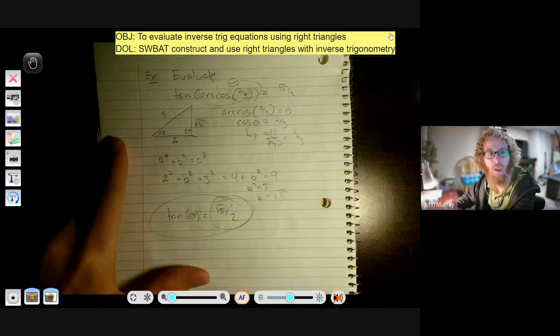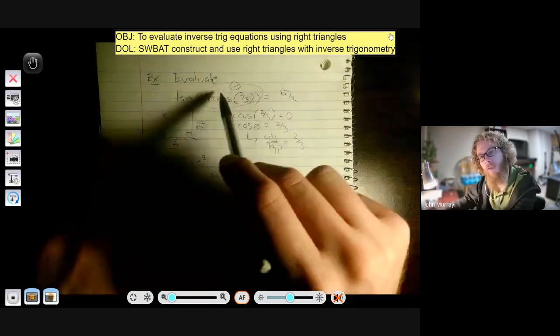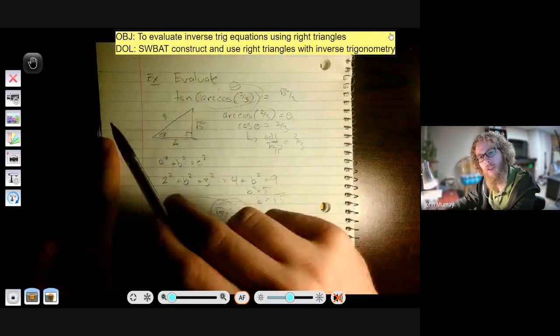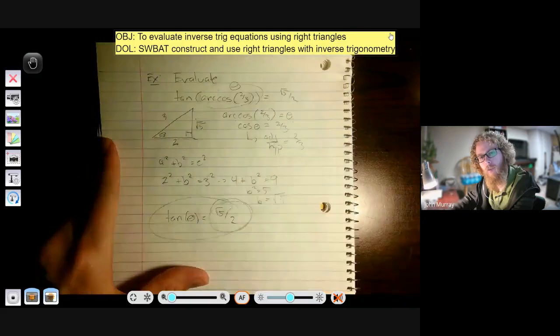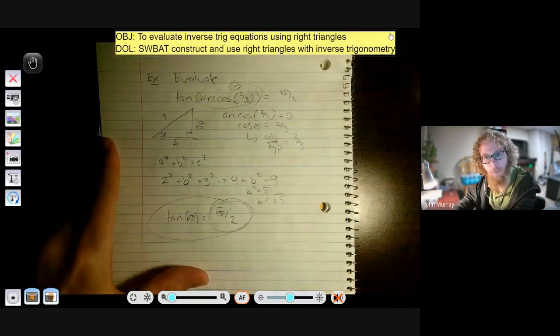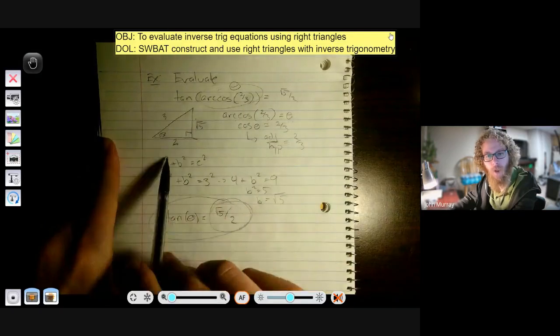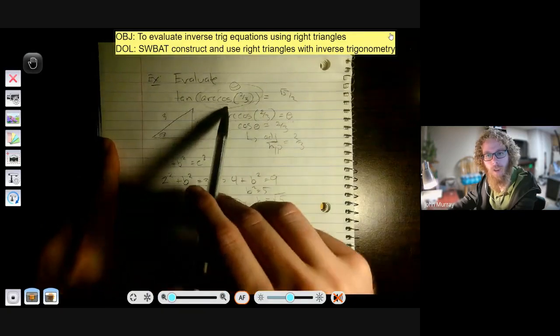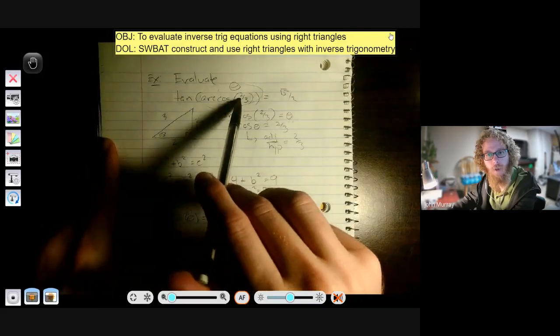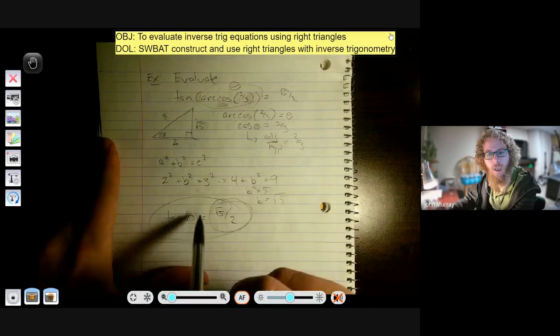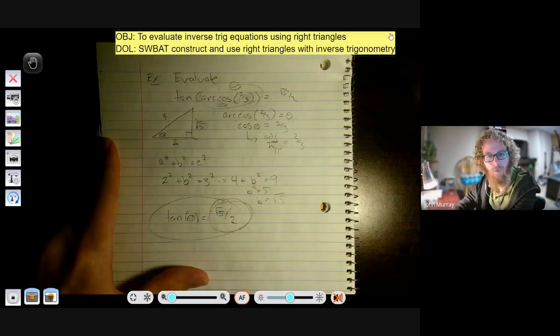Now, the last thing I'm going to leave you with is we can only do this if we have the inverse on the inside. If I have the inverse on the outside and I took the tangent of something, it's a little trickier. All right, so if we have the inverse on the inside, that helps us set up our triangle, right? This told us that my adjacent was 2, my hypotenuse was 3. We found the opposite side, and we use that for our tangent. All right, any questions?